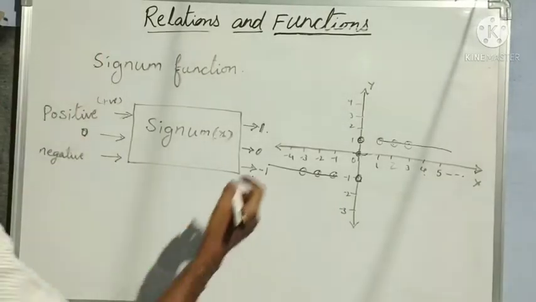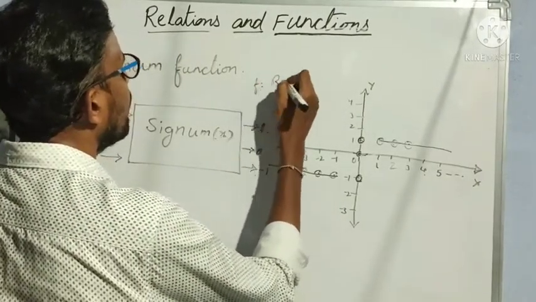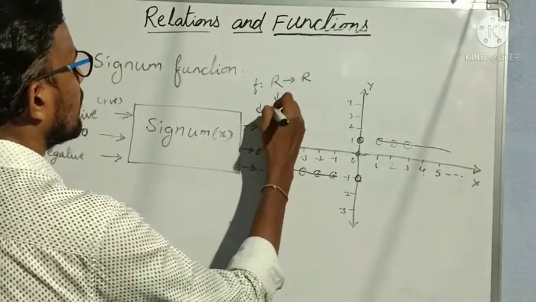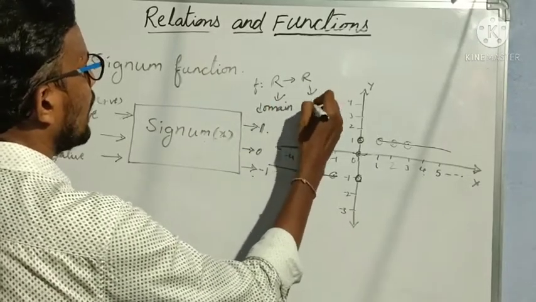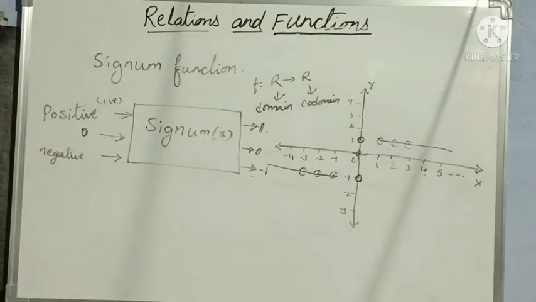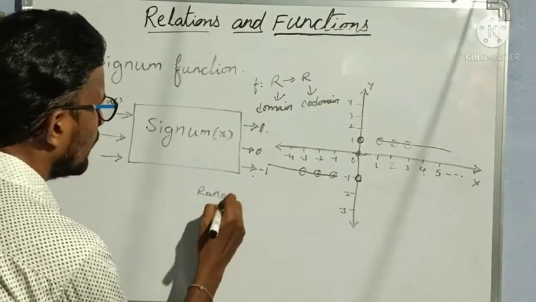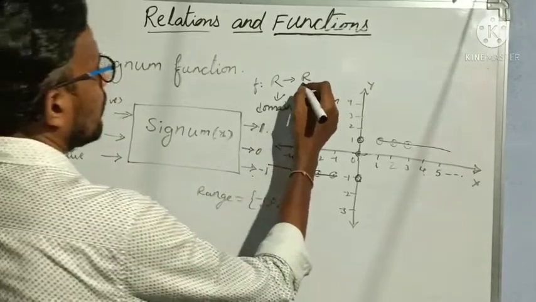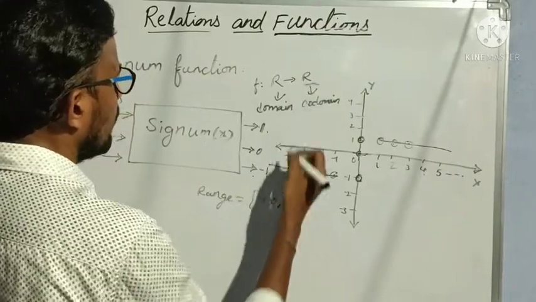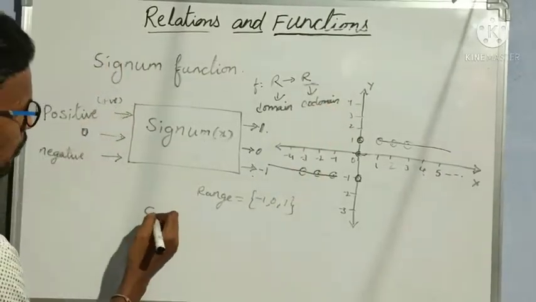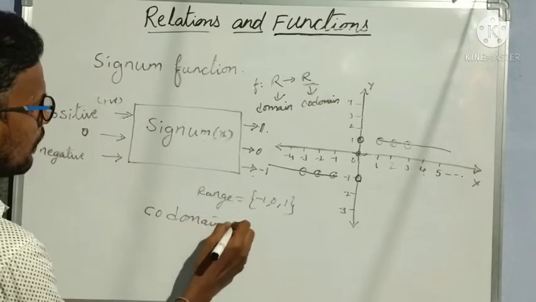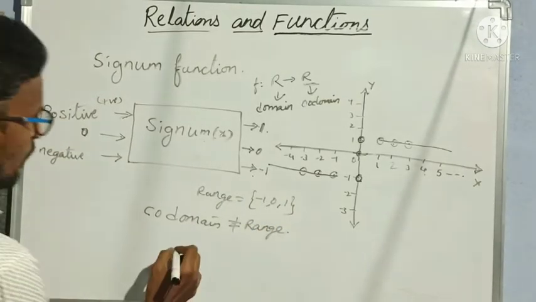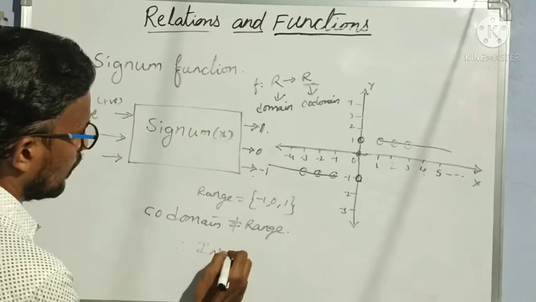So let us see domain, codomain and range. Already I said every function will be from real numbers to real numbers only. So my domain is real numbers, and my codomain is also real numbers. But how about my range? My range contains only 3 values: minus 1, 0 and 1. What is my codomain here? Every real number. Is my codomain equal to range here? No. So codomain is not equal to range. Therefore this is what type of function? Into function.